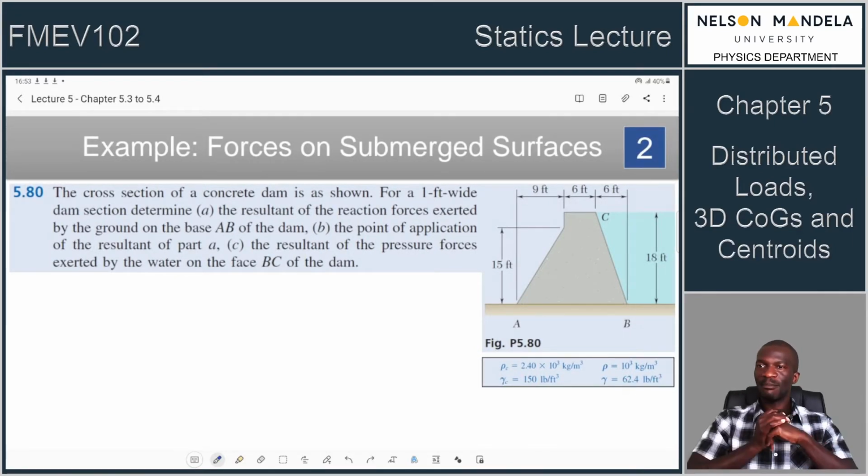In this example, on forces on submerged surfaces, the cross-section of a concrete dam is as shown. For a 1 foot wide dam section, determine, part A, the resultant of the reaction forces exerted by the ground on the base AB of the dam, and then the point of application of the resultant of the pressure forces exerted by the water on the face BC of the dam.